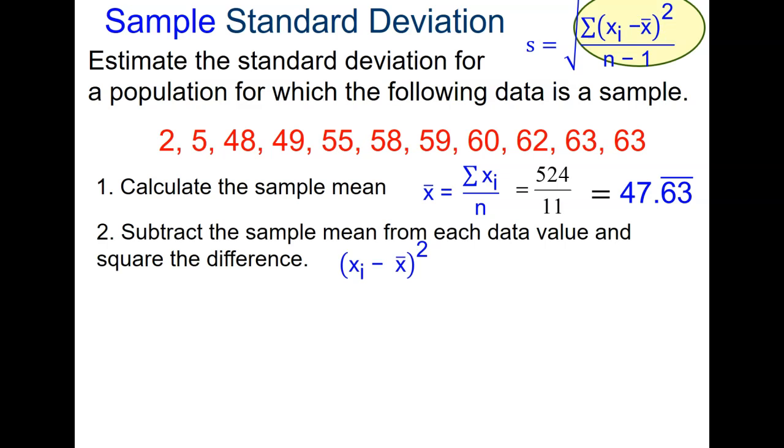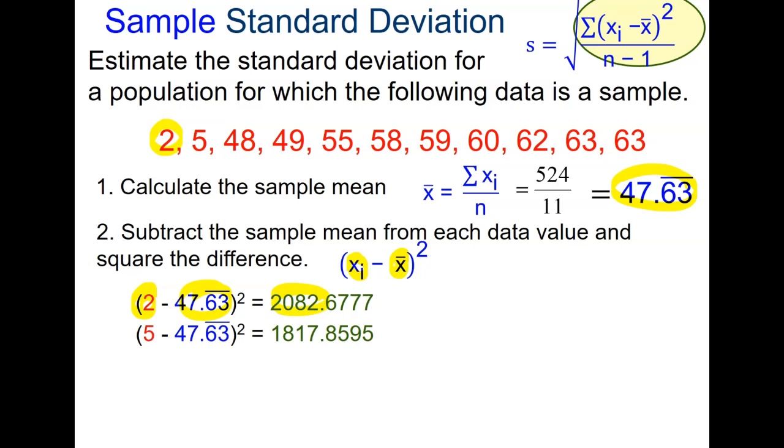And then for each data value, we have to take the measurement minus the sample mean, and then we're going to square that number. So let's look at the math for that. We take the number 2 and subtract the mean from it, and then we square that value, and we get 2082. Looks real similar to what we did before. And you do this for every measurement.